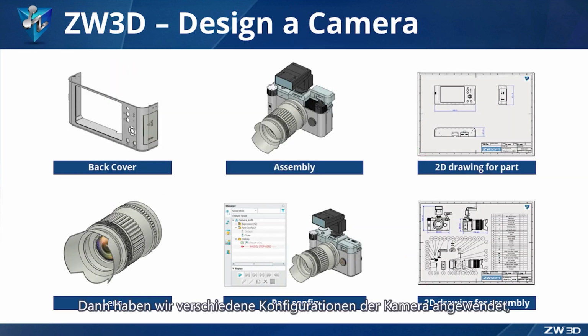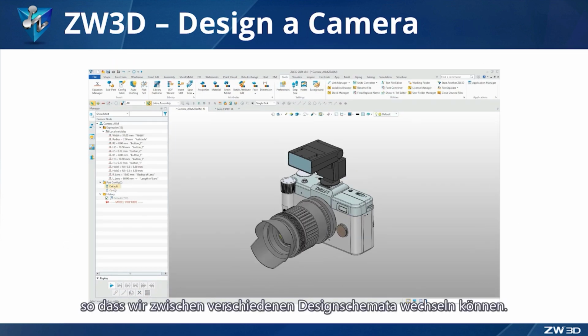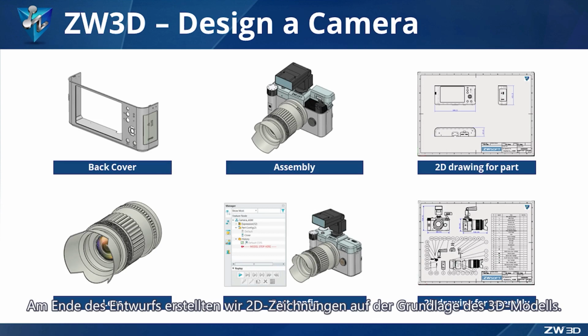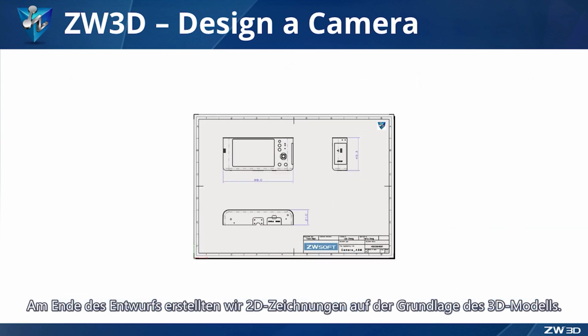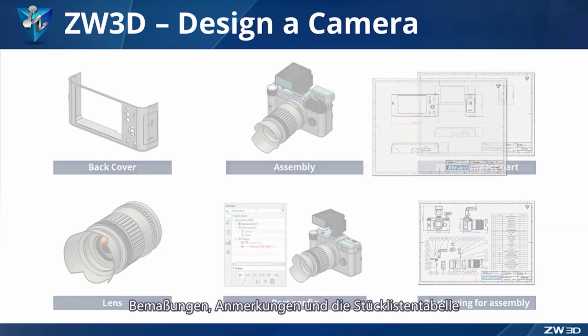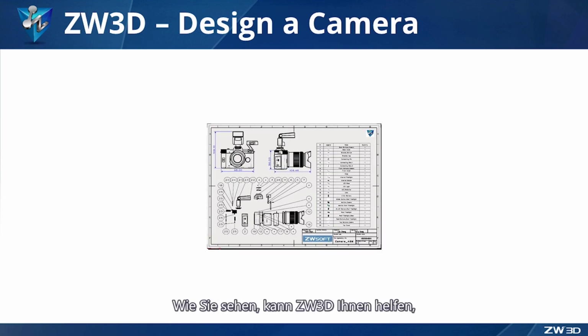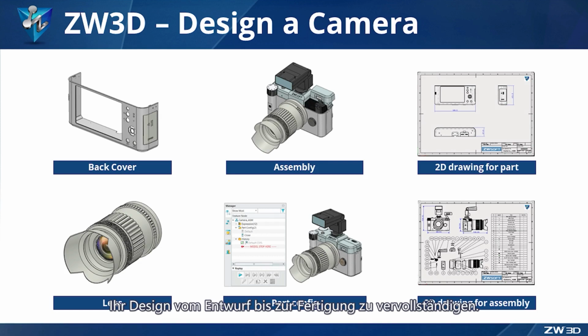Next, we applied different configs of the camera, so that we can switch between various design schemes. At the end of the design, we created 2D drawings based on the 3D model. Dimension, annotation, and the BOM table can be easily added to the drawing. As you can see, ZW3D can help you complete your design from part design to manufacturing.